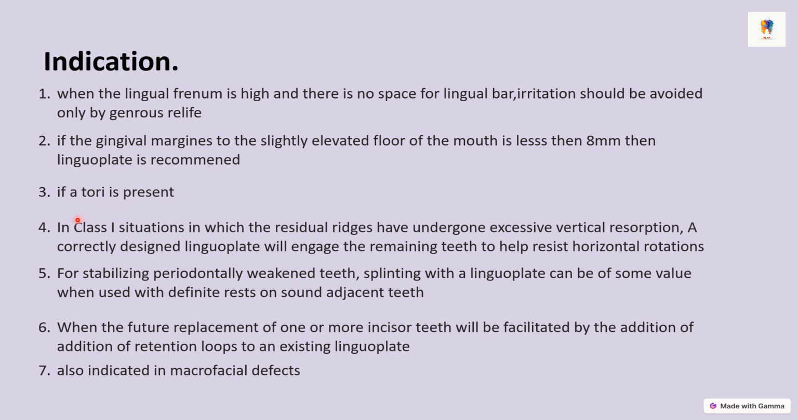In a class 1 situation in which the residual ridge has undergone excessive vertical resorption, a correctly designed lingual plate will engage the remaining teeth to help resist horizontal rotations. So in class 1 situations you have to give a lingual plate. For stabilizing periodontally weak teeth, splinting with a lingual plate can be of some value when used with definite rests on sound adjacent teeth. Similarly, when the future replacement of one or more incisor teeth will be facilitated by the addition of retention loops to an existing lingual plate.